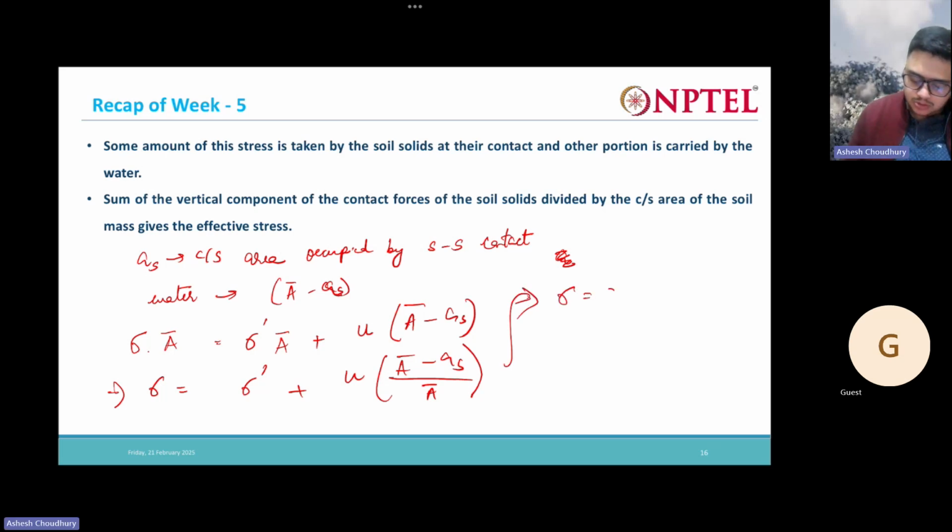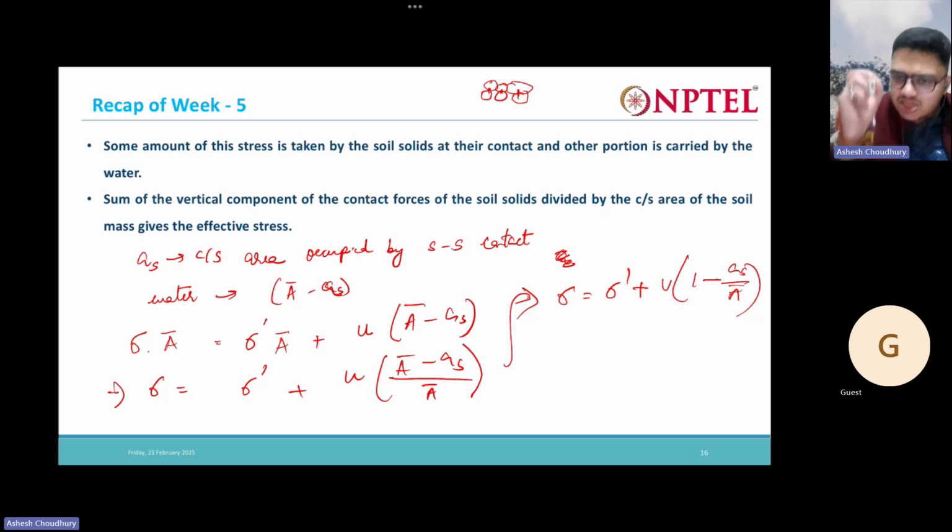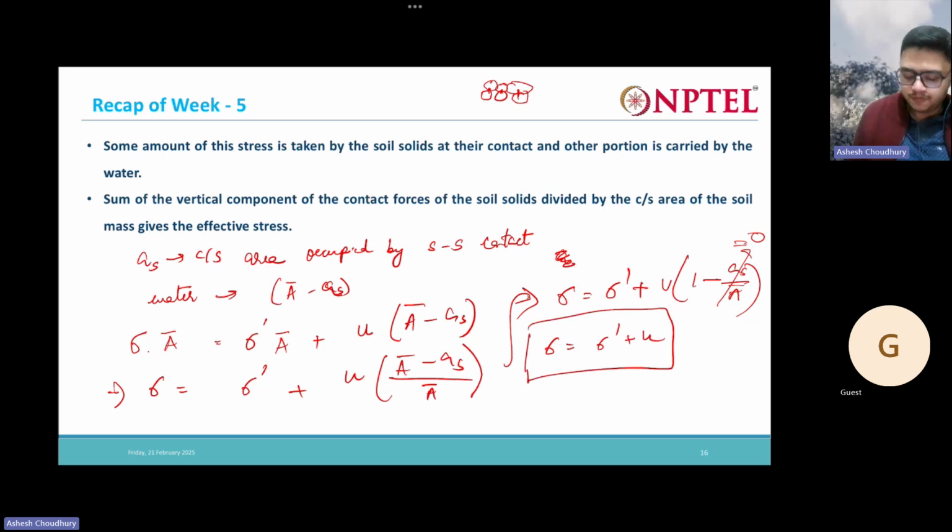So, equal to sigma bar plus u times 1 minus AS by A bar. Now, what is AS? AS is the sum of the total grain to grain contact areas. These areas are very small compared to A bar, so this term tends to 0, since the denominator is very large compared to AS. So finally we have total stress equal to effective stress plus water pressure.